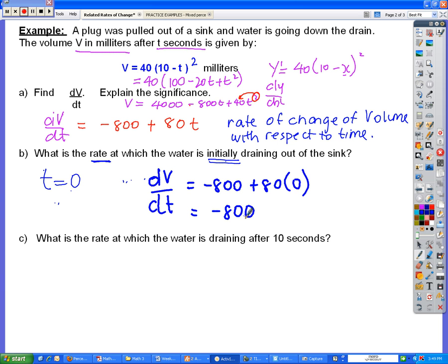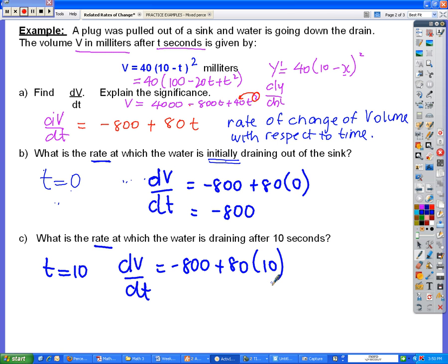Okay. And the last thing it says, what is the rate at which the water is draining after 10 seconds? So instead of initially, we want to have a look at the rate when t is 10. Okay, so let's find dV/dt when t equals 10. So we've got negative 800 plus 80 times 10. We've got negative 800 plus 800, which is 0.